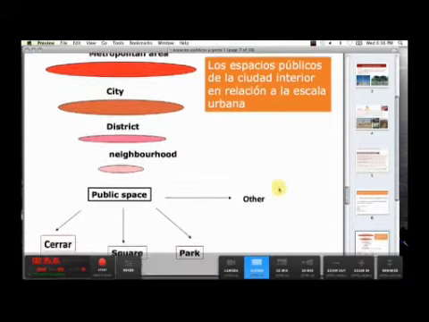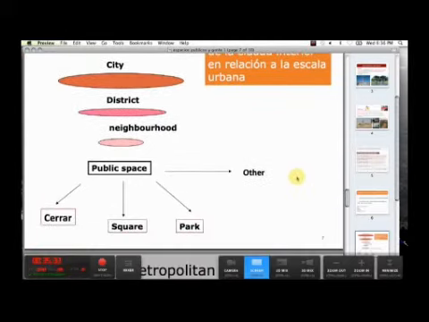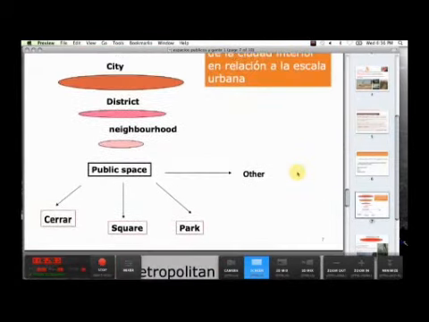So I have this little diagram here in which I would show this idea of the public space from the metropolitan area, from the district, from the neighborhood. Sorry, I didn't translate that part. Figuring out that public space is basically in the environment of the neighborhood, and we're talking about squares, parks, streets, other elements.